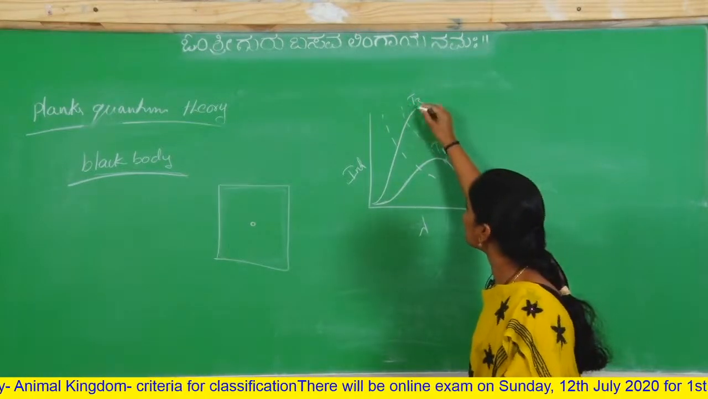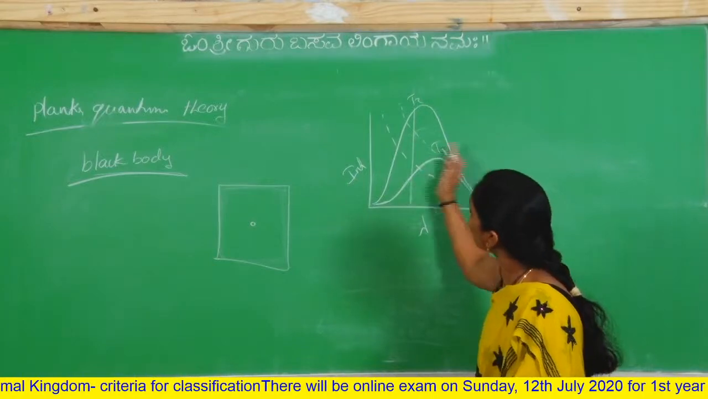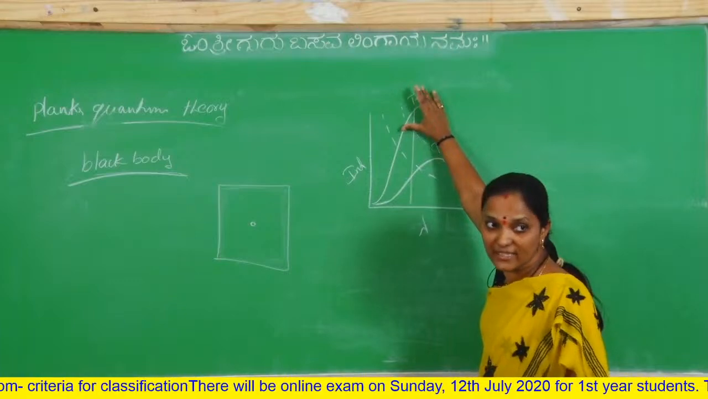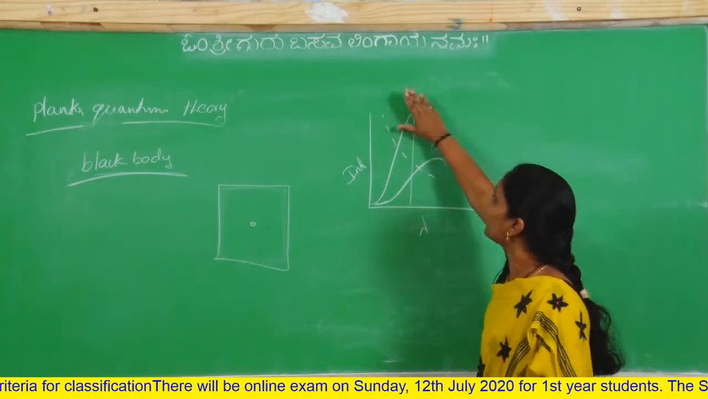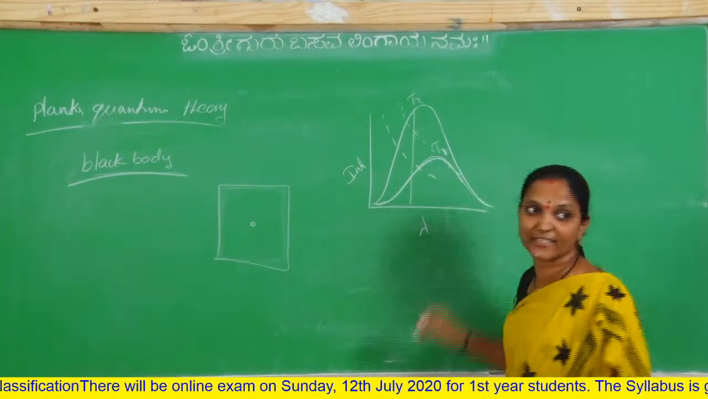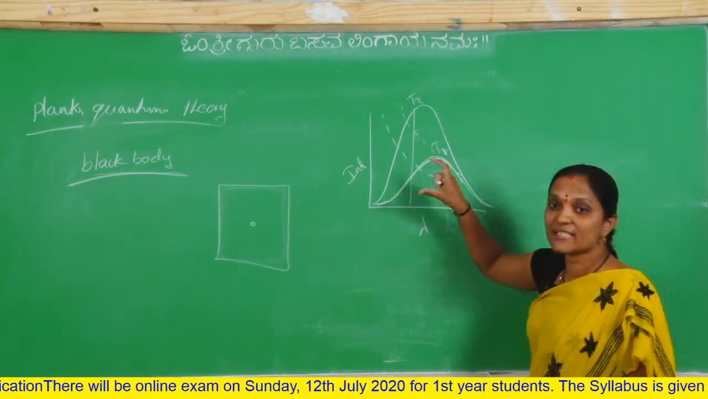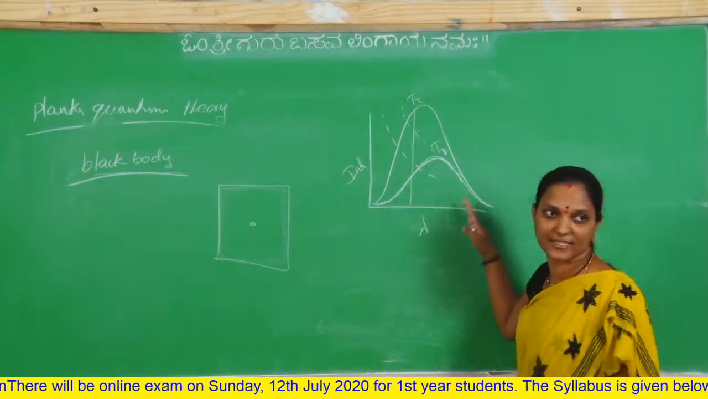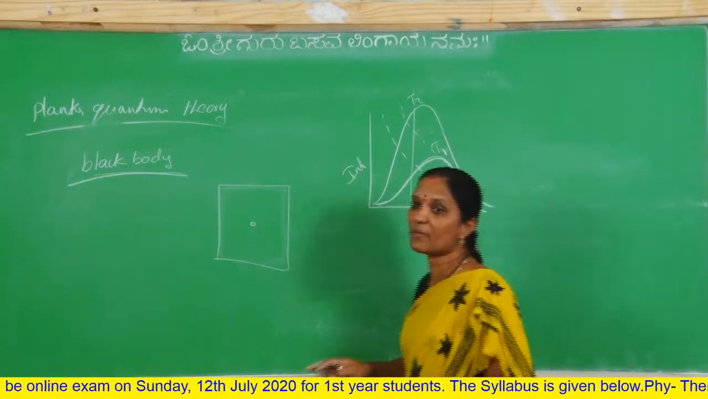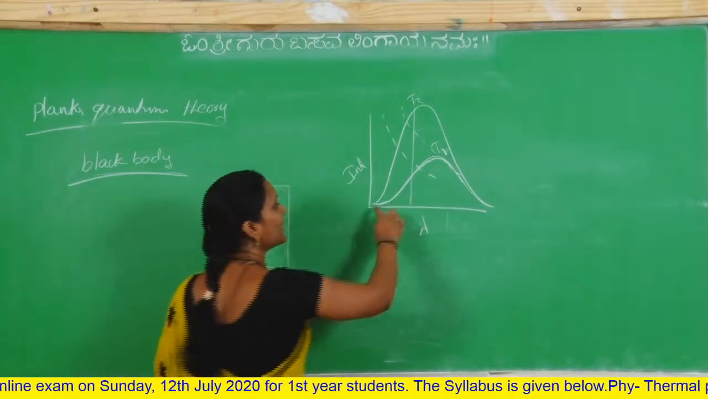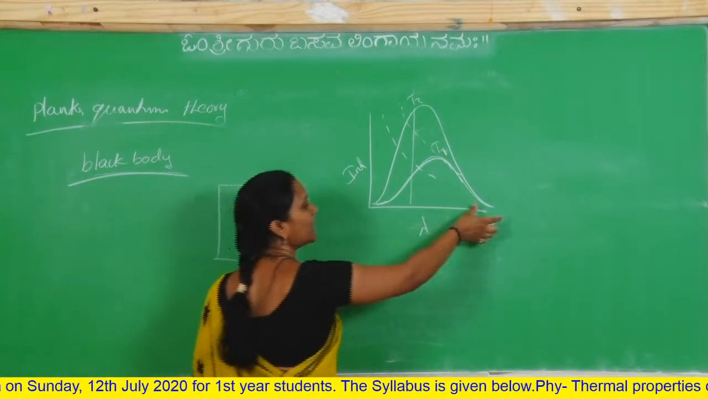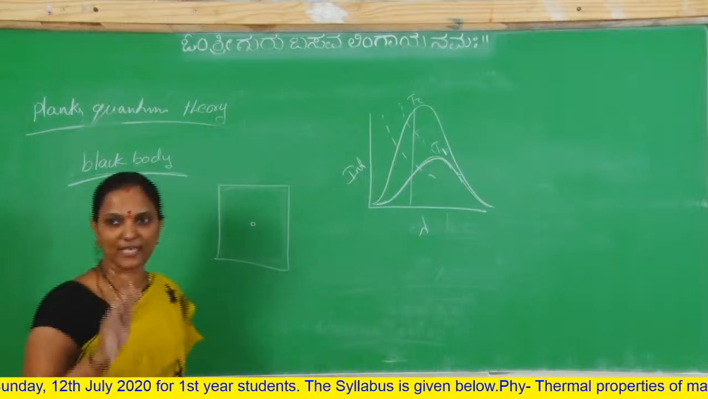If temperature increases, the intensity peak shifts towards the lower wavelength side. At lower wavelength only, we are getting the highest intensity. Here energy is emitted in the form of packets, discrete packets, not continuous. Energy is not emitted or absorbed continuously; emission or absorption is in the form of packets only. That's why we are getting a graph like this. At lower and higher wavelength, the intensity of light radiation is minimum.